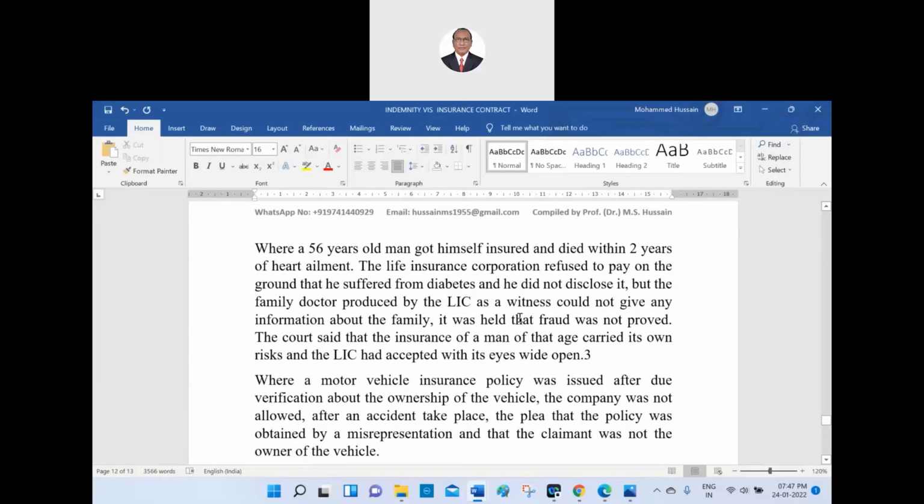I repeat, where a 56-year-old man got himself insured and died within 2 years of heart ailment, the Life Insurance Corporation refused to pay on the ground that he suffered from diabetes and did not disclose it. But the family doctor produced by the LIC as a witness could not give any information about the family. It was held that the fraud was not proved. The court said that insurance of a man of that age carried its own risk, and LIC had accepted it with its eyes wide open. Suppose once the medical doctor agreed that he doesn't have any disease, and later it is found that he has some disease, still LIC would be held liable to pay the compensation.